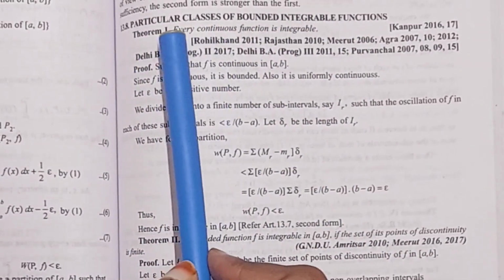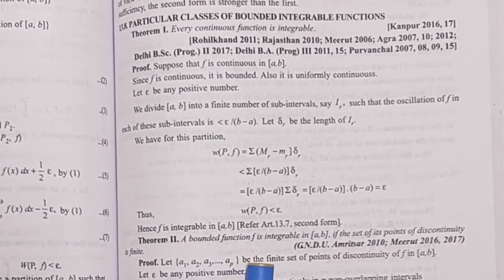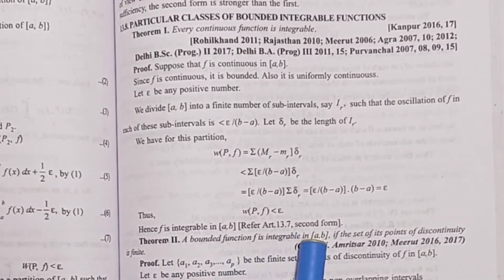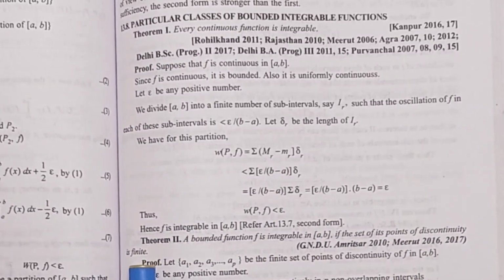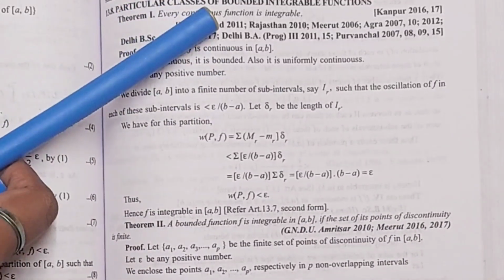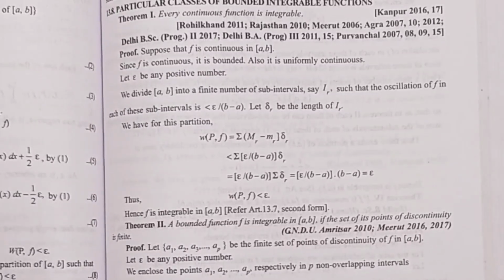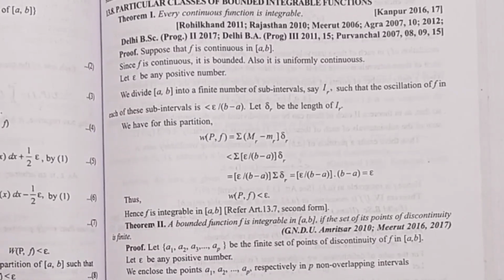Okay, first theorem says every continuous function is Riemann integrable. Second theorem says a bounded function f is integrable in closed interval a comma b if the set of points of discontinuity is finite. Every continuous function is integrable, but every non-continuous function cannot be non-integrable. Some functions which are not continuous can also be integrable. We will see some examples.